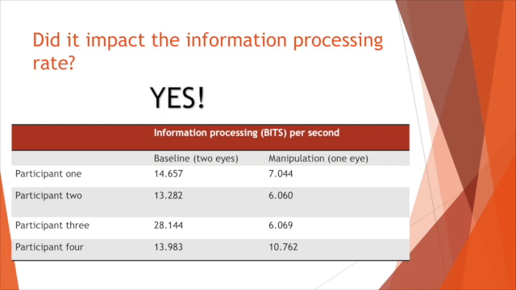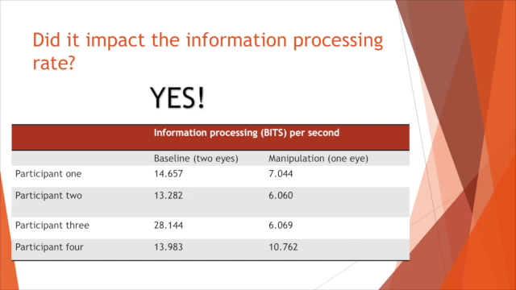For participants 1 and 2, from baseline to manipulation, there was a reduction of the information processing rate by more than half. However, for participant 3, the reduction from baseline to manipulation information processing rate was even greater than participants 1 and 2. This result may be due to individual differences of the participant and/or other confounding factors.